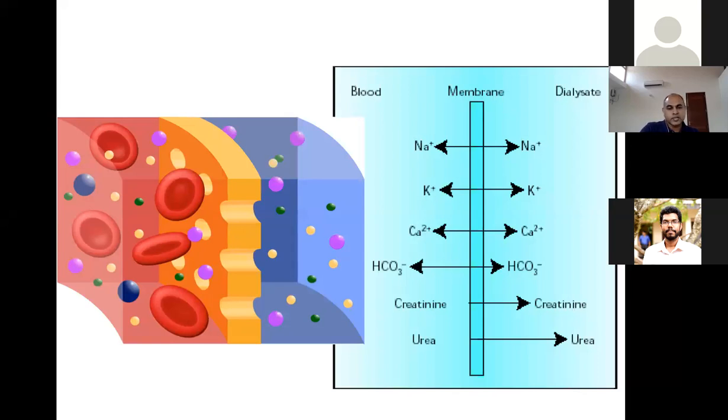The other processes, convection and adsorption, do not really operate much in dialysis. They are mainly used for dialysis in acute kidney injury, but mainly diffusion is the one used in dialysis in CKD.